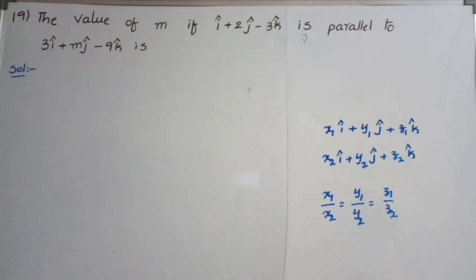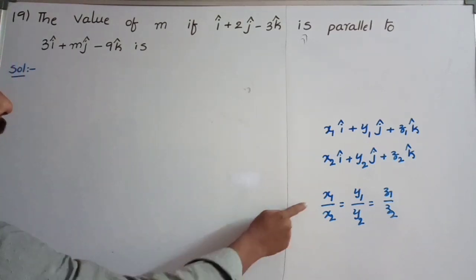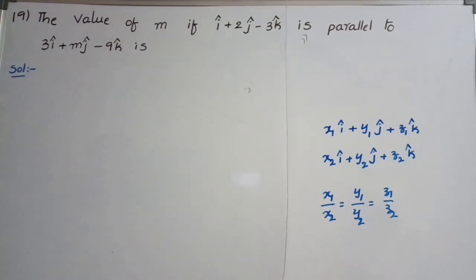19th problem. The value of m if i cap plus 2j cap minus 3k cap is parallel to 3i cap plus mj cap minus 9k cap is. We know that if two vectors are parallel to each other, then the ratio of x coordinates is equal to the ratio of y coordinates is equal to the ratio of z coordinates.